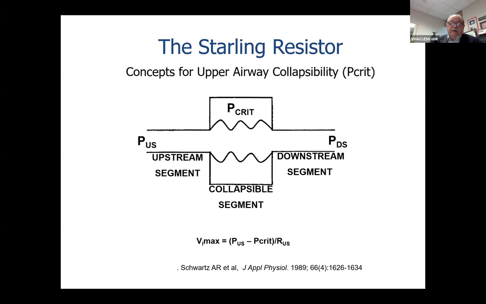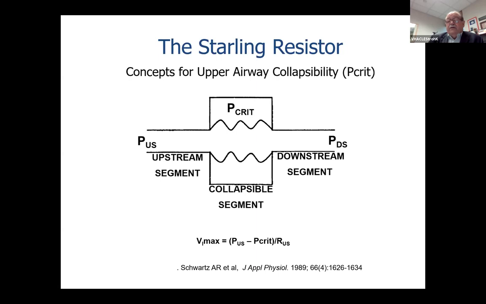And that collapsible segment is such that if your upstream pressure and your P-crit, your critical closing pressure of the airway, is such that your upstream pressure is not sufficient to overcome your P-crit, you will close your airway. And that happens on expiration in the lung. That's that equal pressure point, and that's that flow limitation on expiration that everyone usually slept through in pulmonary physiology, but this is just turned on its head with breathing in rather than breathing out.